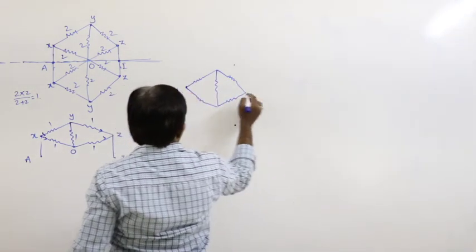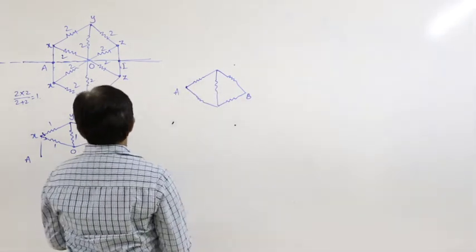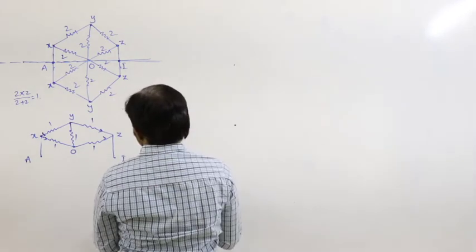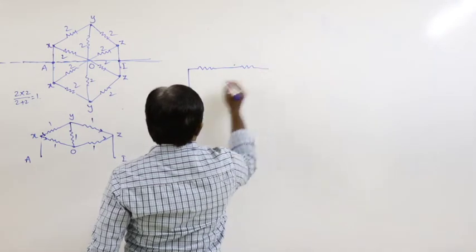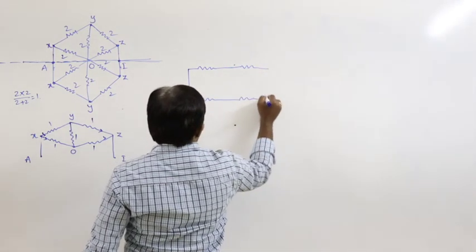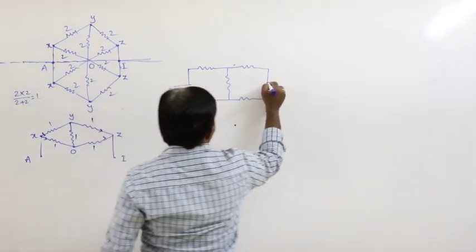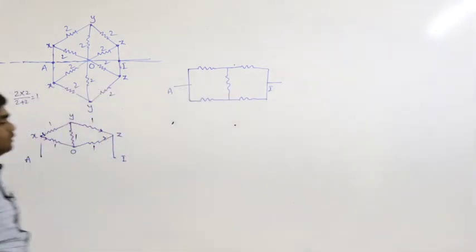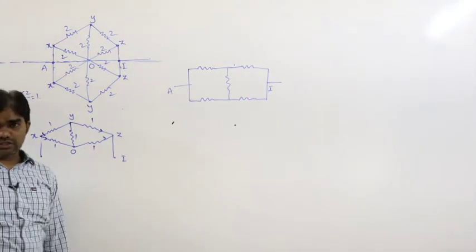like this. This is A and this is B. Or this can also be written as, see here, this is A and this is I. So very clear it is. A and X are at the same potential and I and Z are at the same potential.